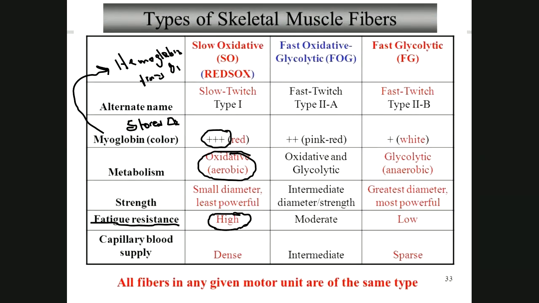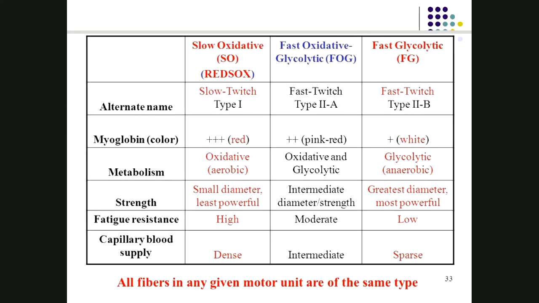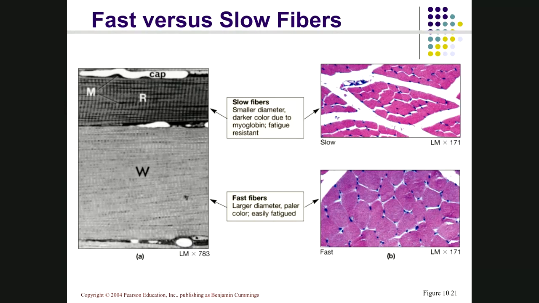They also have a great blood supply. That way they get plenty of oxygen. And they're also skinny. They're very small in diameter and they're not very strong. So those are slow oxidatives. Here's what one of those looks like. Look how red it is. Look how skinny it is. So they're slow fibers, very fatigue resistant.